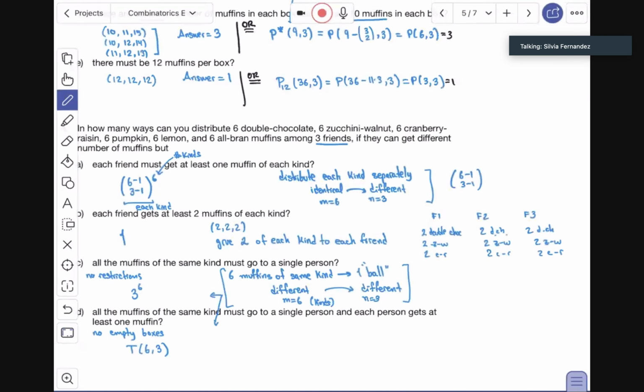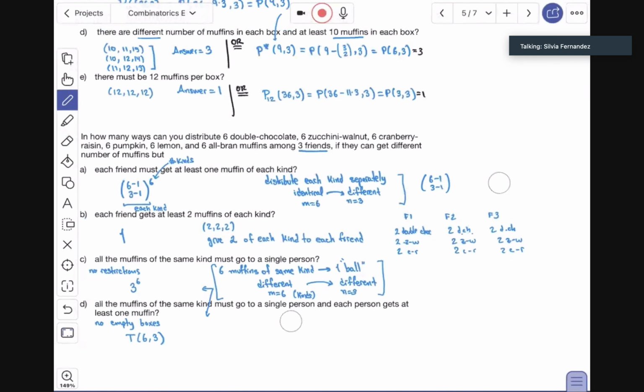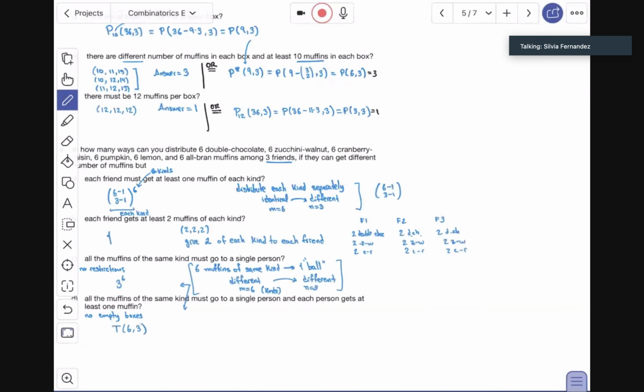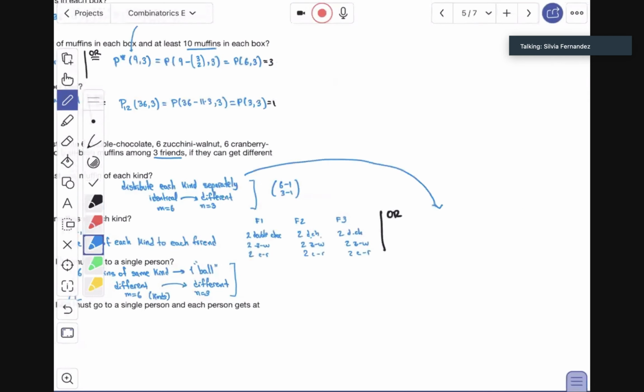If you want another way, you could realize that it's just 1. But if you want to use a formula, you could do the same thing that we did earlier. This idea applies here, but now you need at least 2 per friend, and we have a formula for that. It's on the table. This 6 minus 1 is because we do 6 minus 3, because we give one to each, and then plus 3 minus 1. It really comes from there.